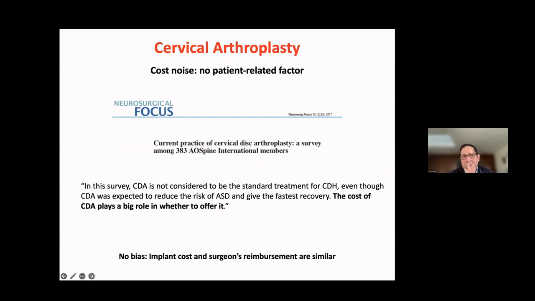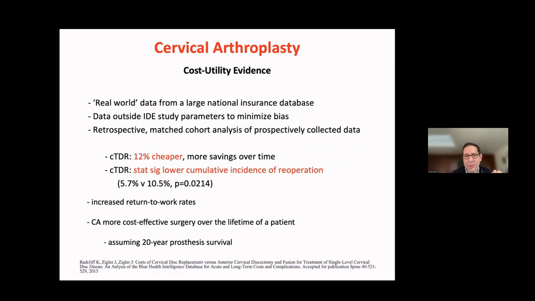International experts acknowledge that the cost of the device played a big role in whether offering it or not. Here in my country, I don't have a bias because I get the same money if I do an ACDF or an arthroplasty, and the cost of implants is not that different.